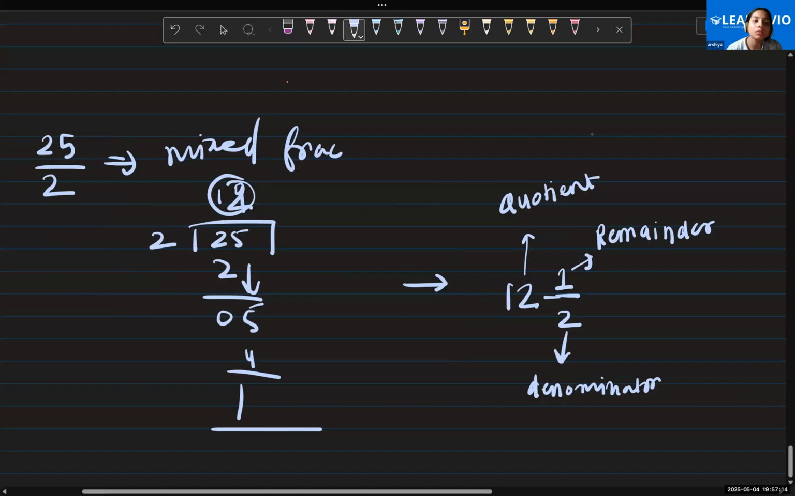Done, ma'am. Is it clear? Yes, ma'am. Okay, so that's pretty much it. There are more questions, similar word problems only. So we have covered one from similar topics, not each of them.